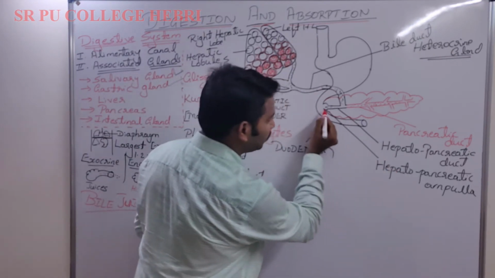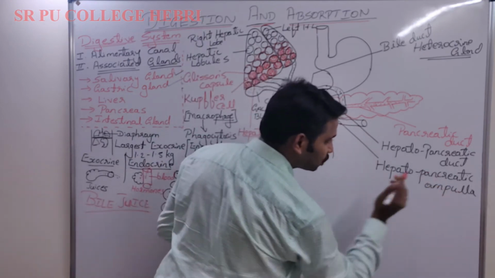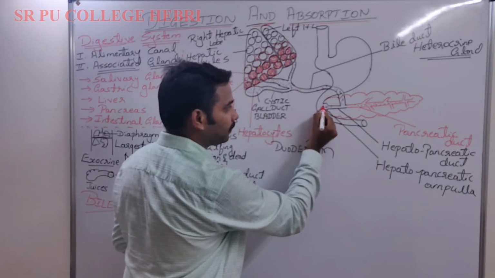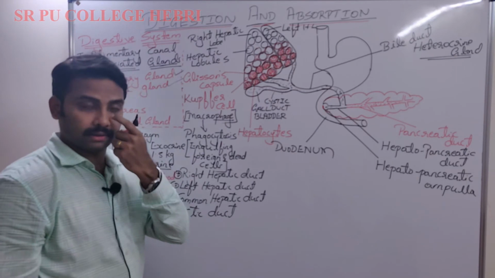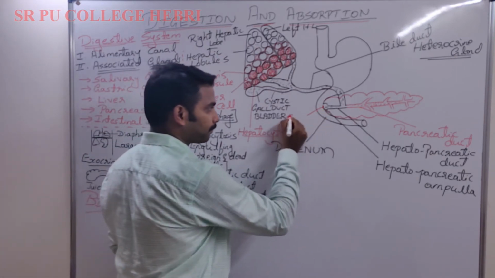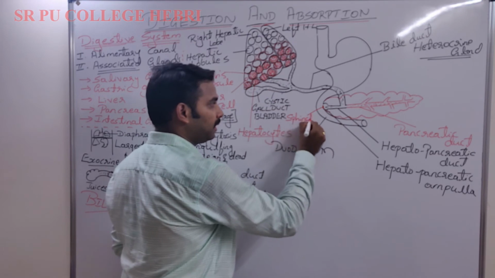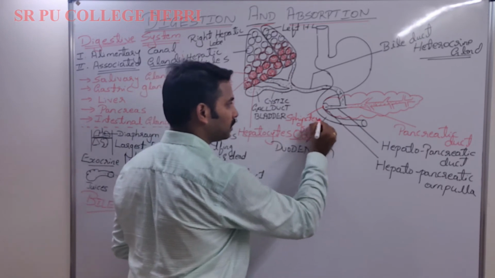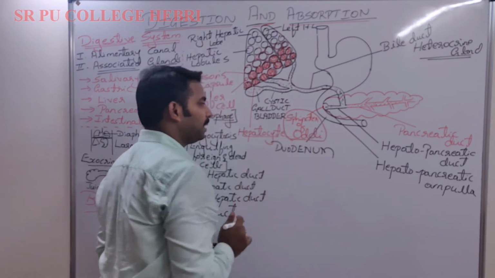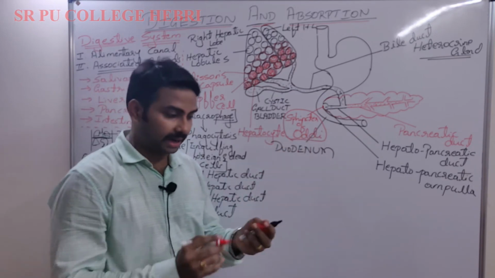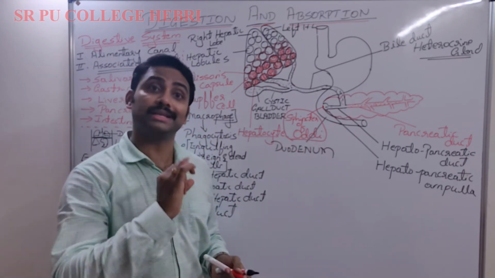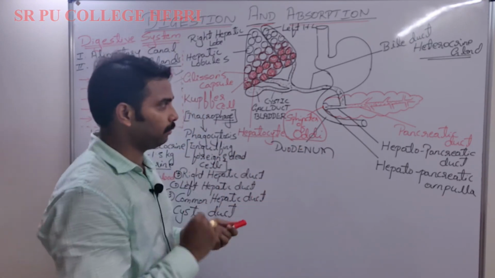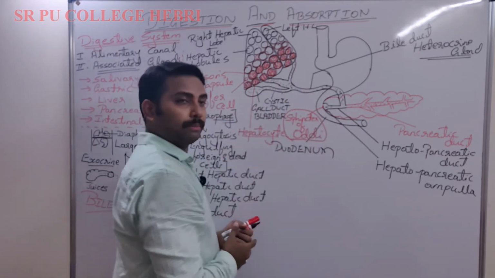Last point. The opening of this enlargement, also called the ampulla, the hepatopancreatic ampulla into the duodenum, is guarded by a sphincter. That sphincter is called the sphincter of Oddi. O-D-D-I. Please note that. O capital, the name of the scientist, Oddi. Not A-U-D-I, that is your favorite car. It is the name of the scientist. Is that clear? Very, very important 1 mark question.